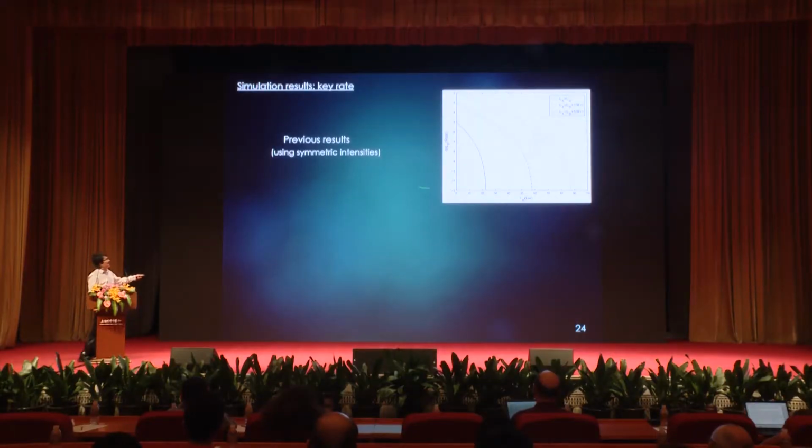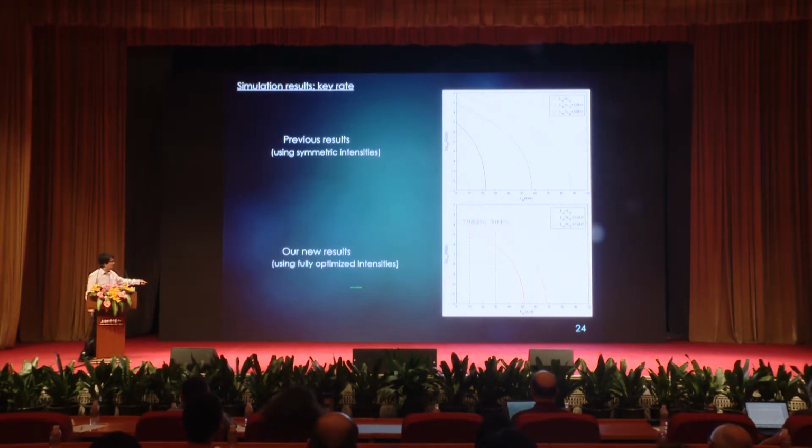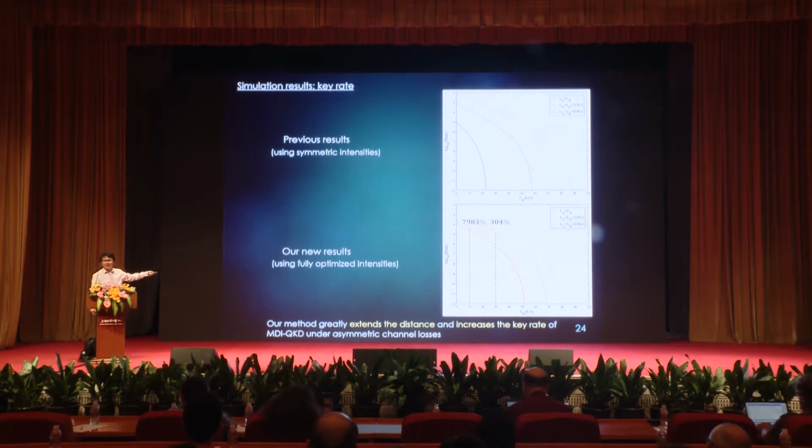Now, when we look at the key rate too, compared with the original results, we can see that our results have much higher rate and also much longer distance. For instance, for the solid line here, which has a 50 kilometer difference between Alice and Bob, you can see there is an 80 times higher key rate than previous protocols. And also, even with a moderate level of asymmetry of 30 kilometers, you can still get 300% the key rate. So the higher the asymmetry is, the more advantage such a method would gain.